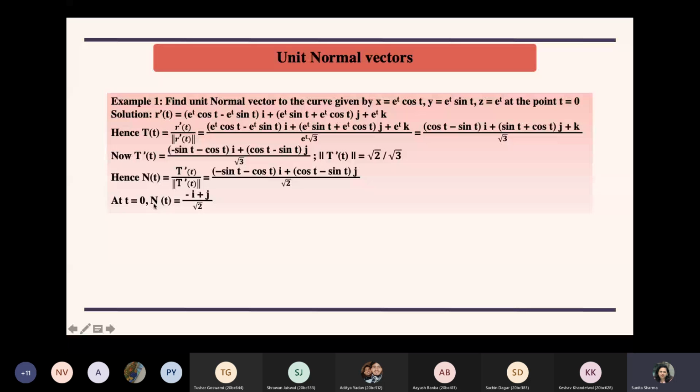Is this okay with everyone? Ma'am, the numerator has r double dash t, isn't it? Yes, yes, it comes. It has this second derivative. Okay, okay. Is it fine?